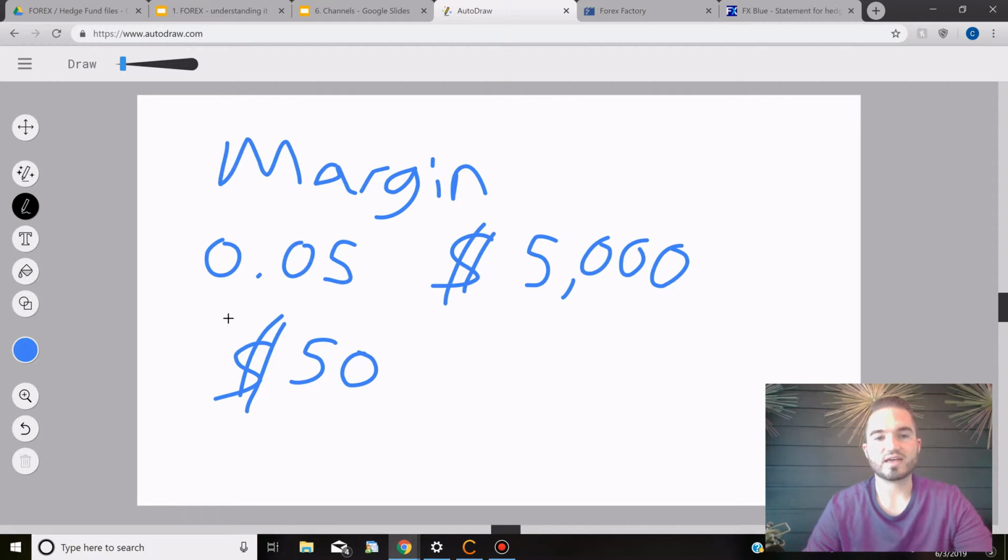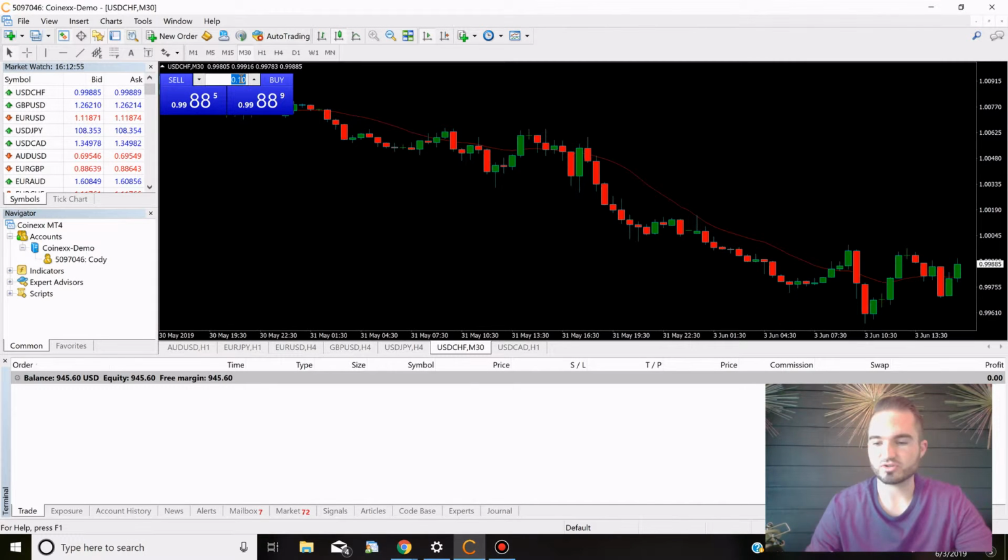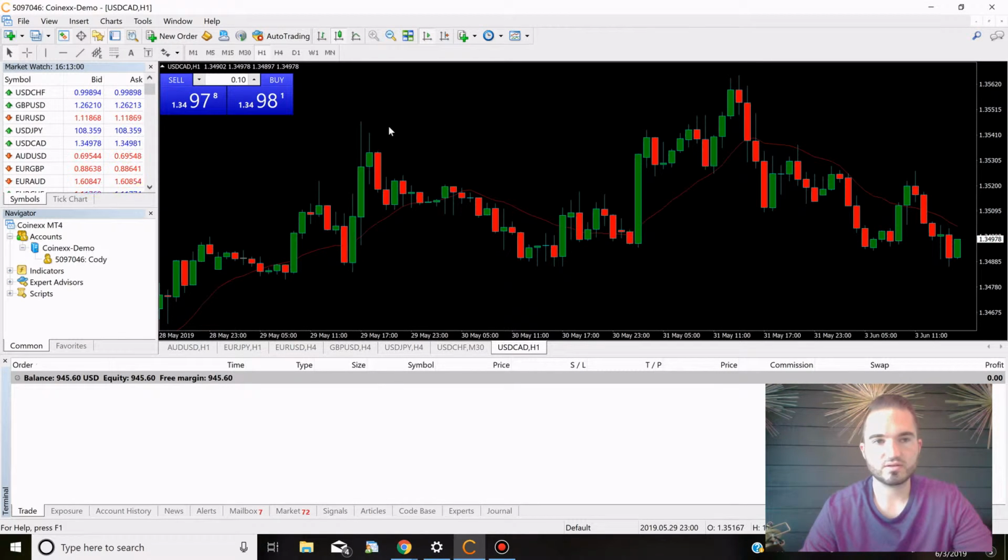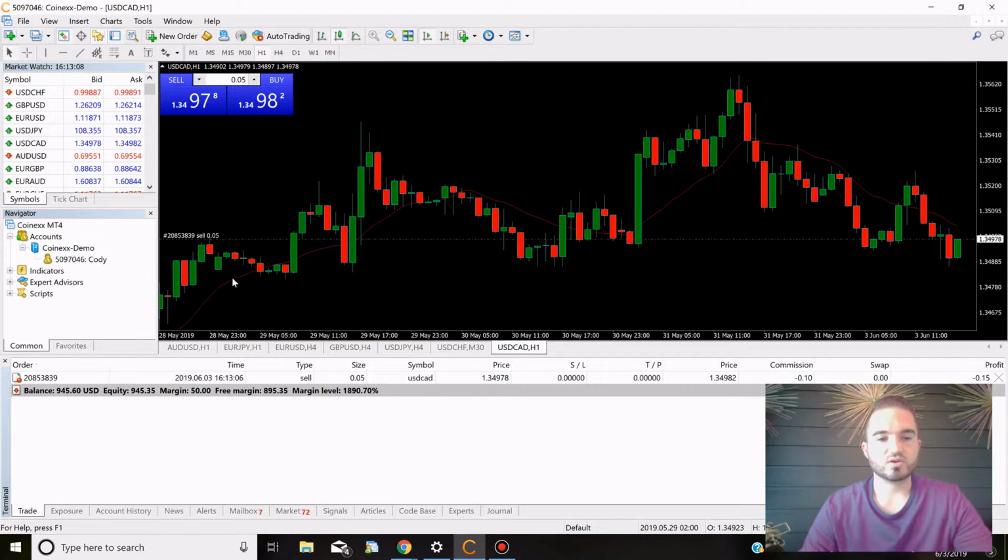So when I say that, let's do it right here just so you can see. Let's place a trade of 0.05. Let's go to the USD to CAD. Let's change that again, 0.05. I'm going to place a sell. I'm just going to place one. So see right here, it says margin $50. In order to place a trade of 0.05, or short the US dollar, Canadian dollar, $5,000, you need $50. So that's all you need in your account. If you had $100 in your account, you could have placed this trade. If you had $55 in your account, you could place this trade as well.